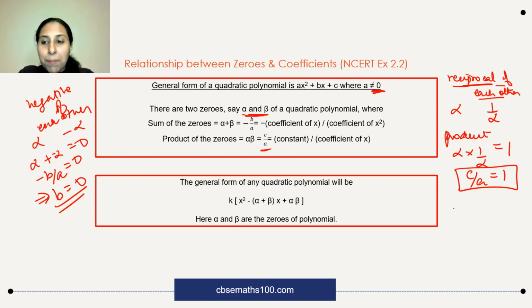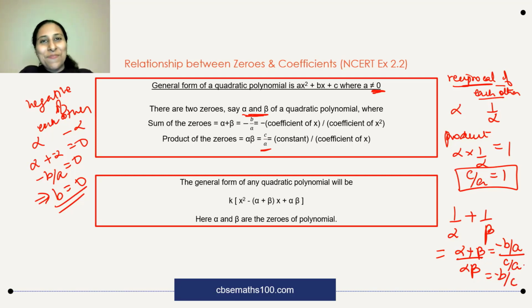Also, I would like you to remember this very common type of question. If you get 1 by alpha plus 1 by beta, remember that 1 by alpha plus 1 by beta is the same as alpha plus beta by alpha beta, which is the same as minus b by a divided by c by a, or minus b by c.